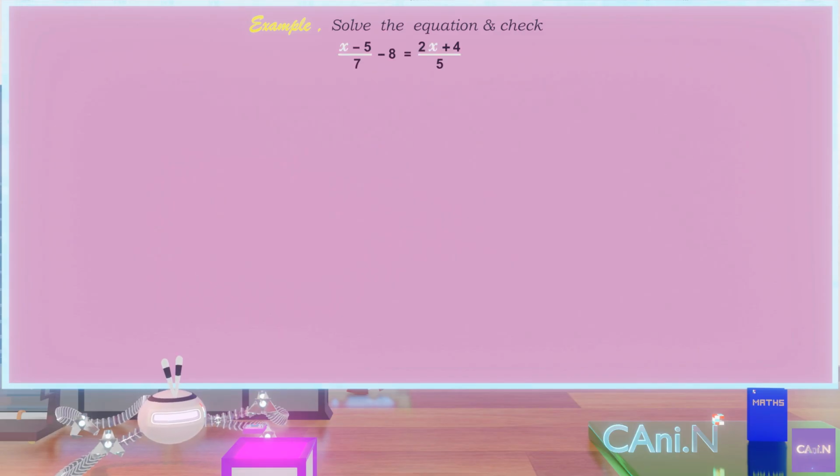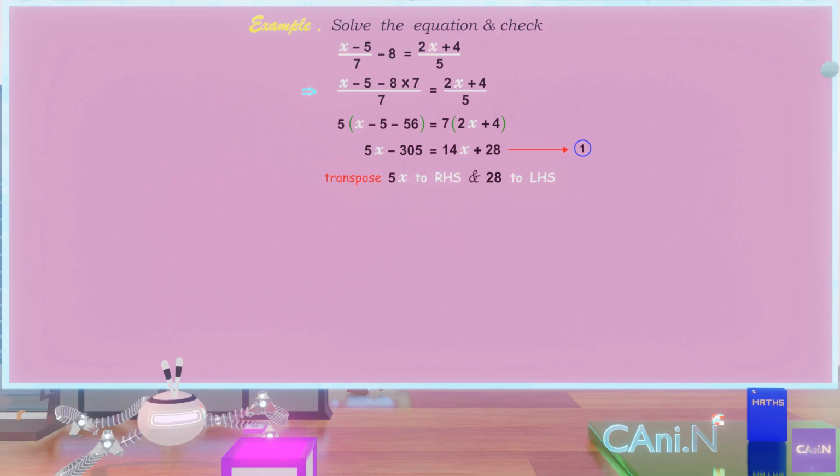Example, solve the equation and check. (x minus 5) by 7 minus 8 equals (2x plus 4) by 5. First, let us simplify this equation. So we have 5x minus 305 equals 14x plus 28. Let's call this equation 1. Transposing 5x to RHS and 28 to LHS, we get minus 333 equals 9x. x equals minus 37.